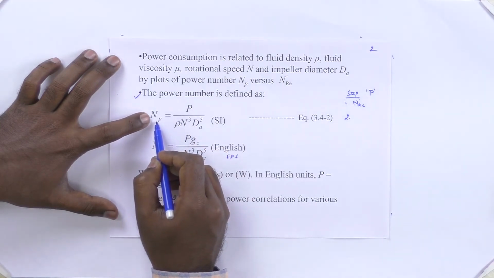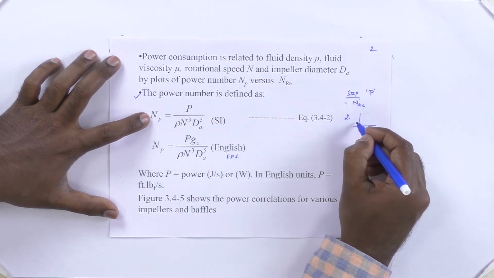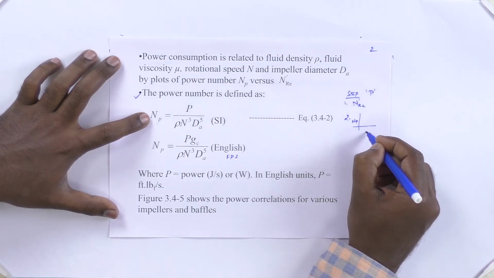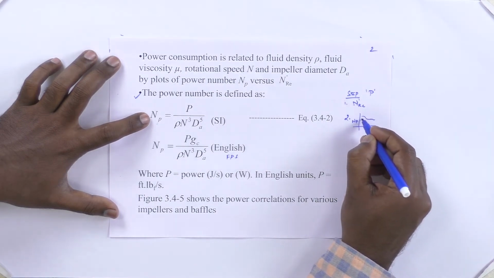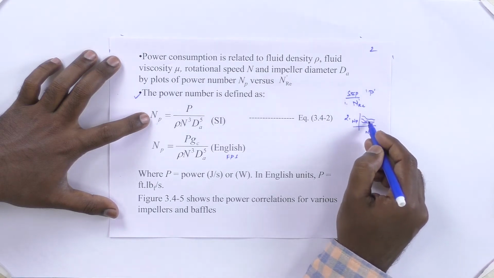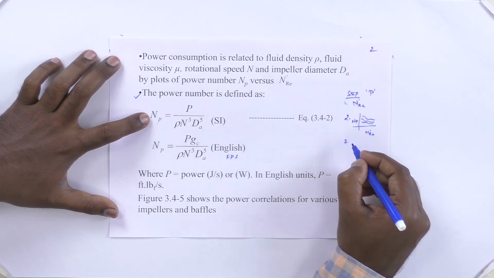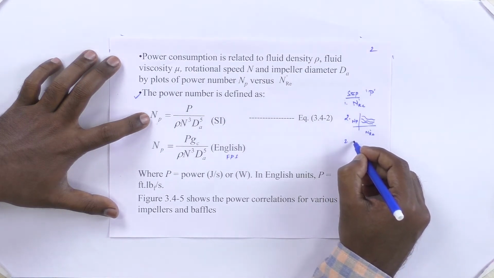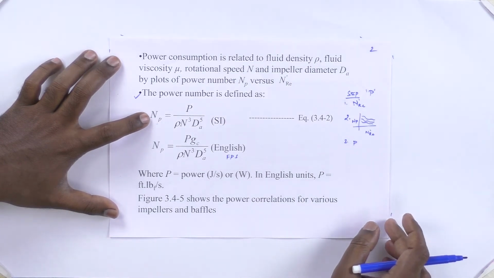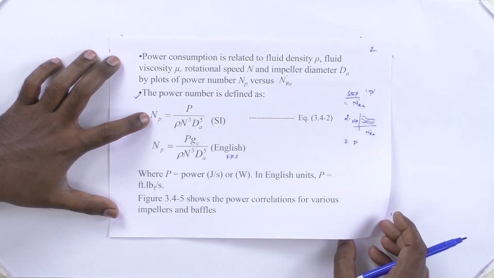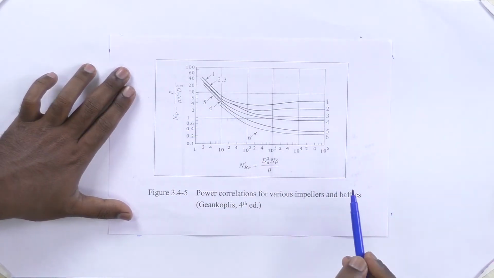So to calculate this power number, we have a new relation called the power curve. This power curve relates the Reynolds number with the power number, and you have the curves. Using this curve, we calculate the power number. Once you calculate the power number, you calculate the power using this formula. So this is how we do the problems and calculate the total power for a mixing apparatus. This is called the power curve.